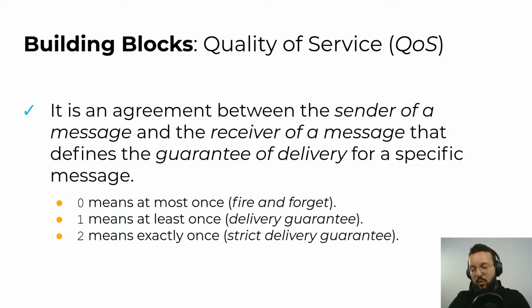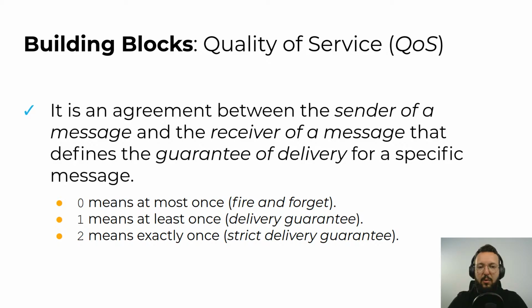And speaking about the subscription, MQTT has a built-in notion of quality of service. Basically it's an agreement between the sender of data and the receiver of those messages that we guarantee certain delivery for specific messages. And there are three modes of this quality of service. 0 means at most once, and basically that means we fire and forget. We don't care about those particular messages.